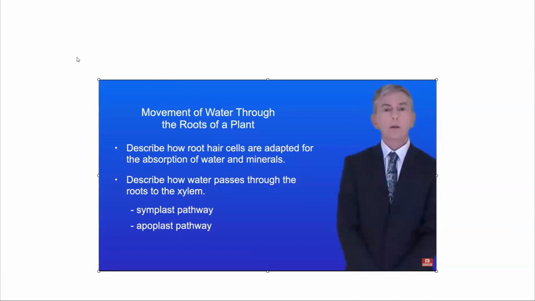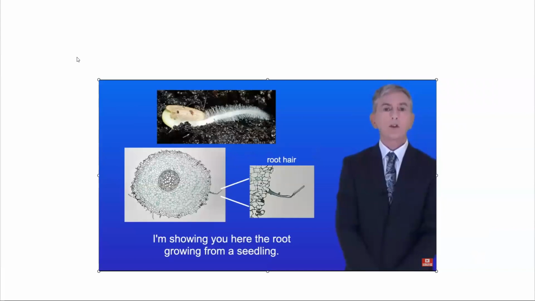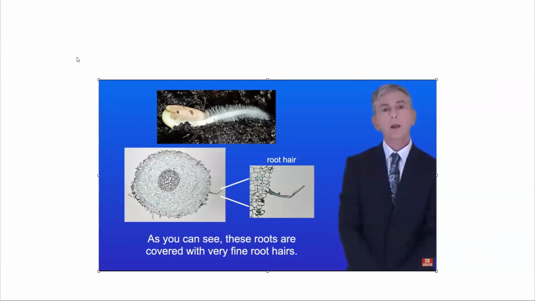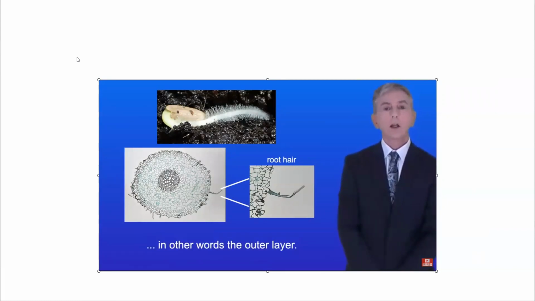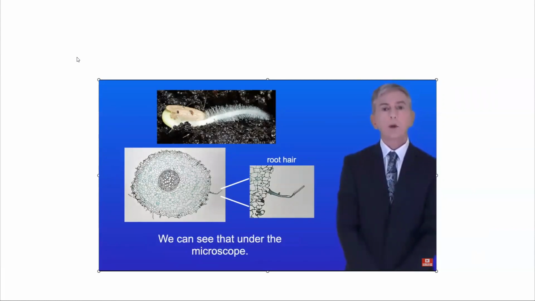You should then be able to describe how water passes through the roots to the xylem, including the symplast and apoplast pathways. I'm showing you here the root growing from a seedling. As you can see, these roots are covered with very fine root hairs. Root hairs grow from cells in the epidermis of the root, in other words, the outer layer, and we can see that under the microscope.